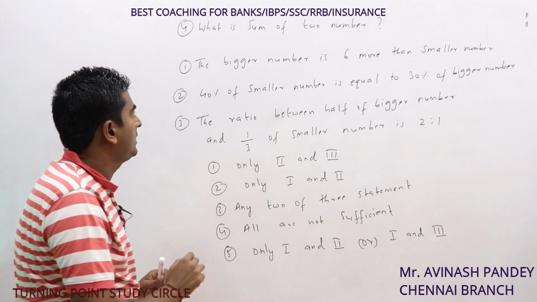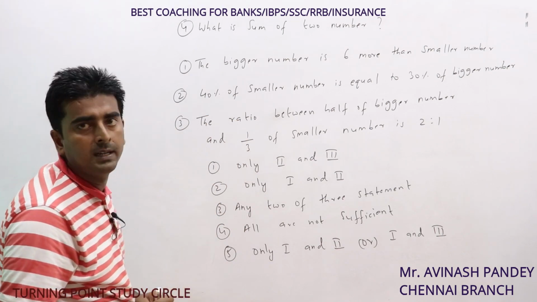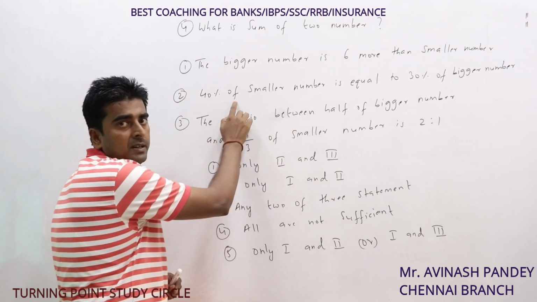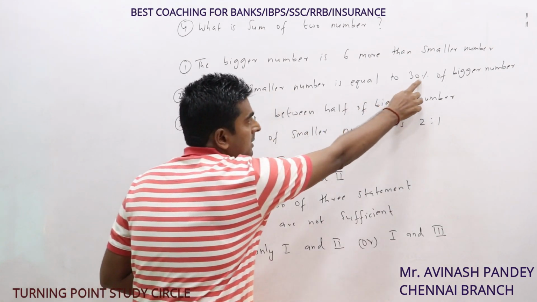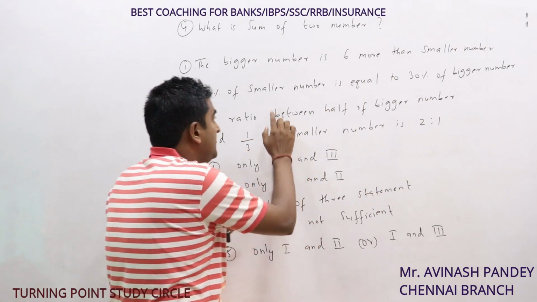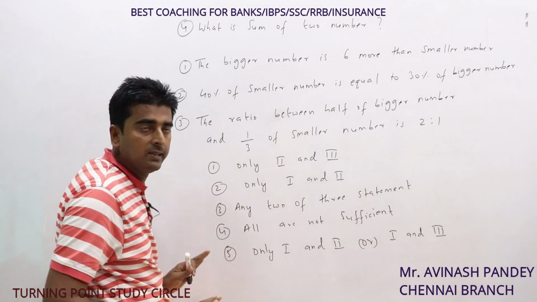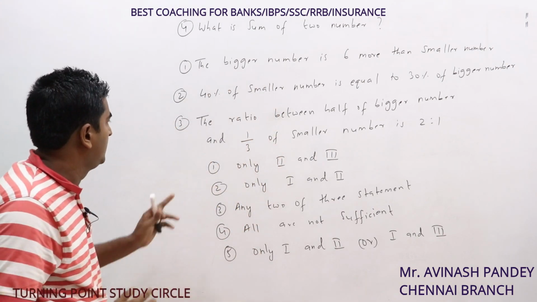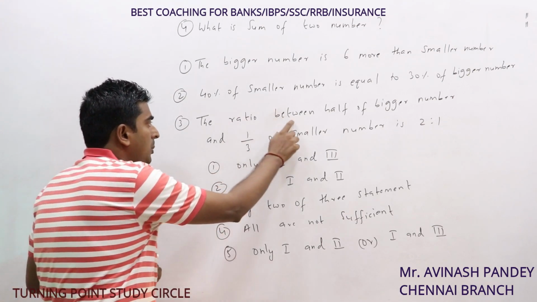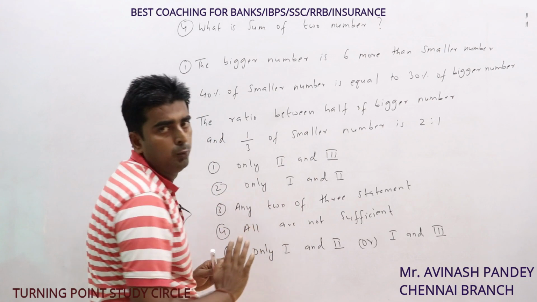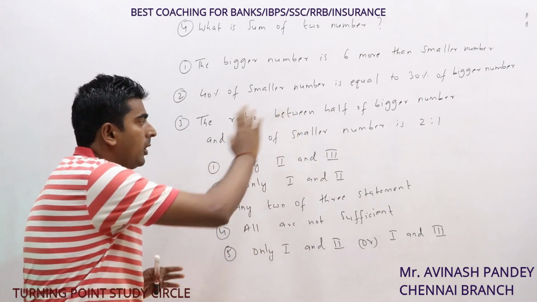Second statement: 40% of the smaller number is equal to 30% of the bigger number. Again, this is nothing but ratio only, because 40% is 40 by 100 and 30% is 30 by 100, with one bigger number and one smaller number. So from this statement alone we can't get the answer, because this is ratio and the first is difference. Third one: the ratio between half of the bigger number and 1/3 of the smaller number is 2:1. Again, this is nothing but ratio only.